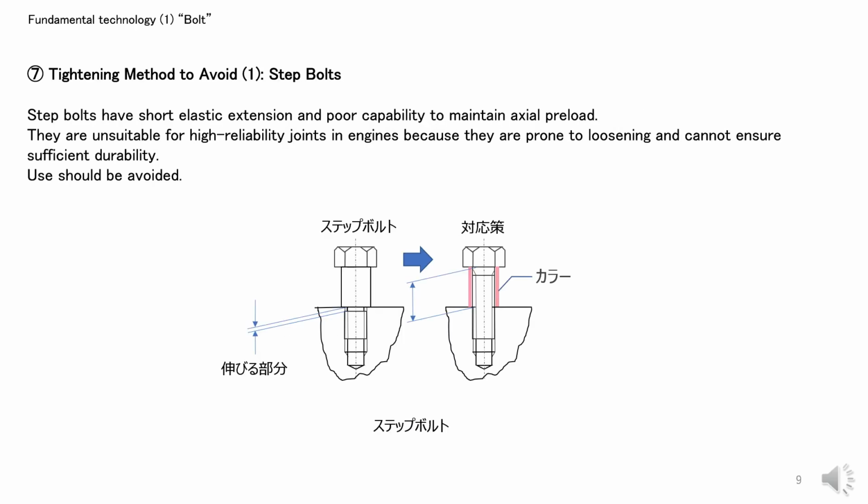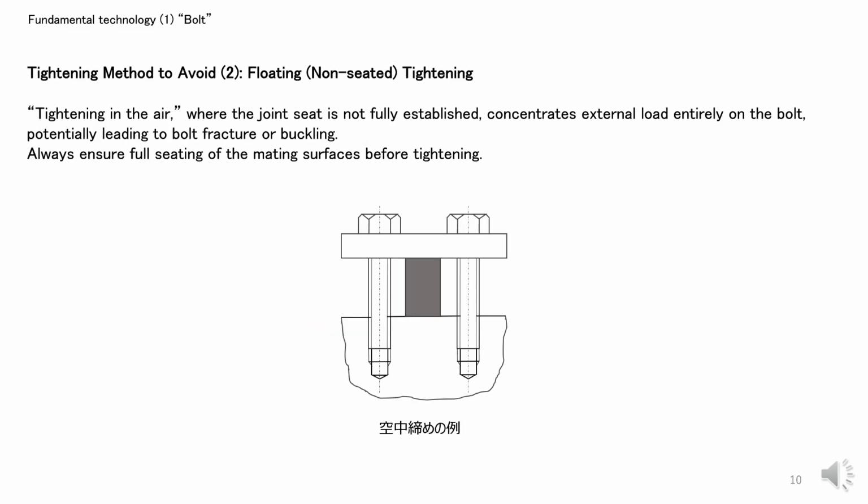Tightening method to avoid, 1: step bolts. Step bolts have short elastic extension and poor capability to maintain axial preload. They are unsuitable for high reliability joints in engines because they are prone to loosening and cannot ensure sufficient durability. Use should be avoided.